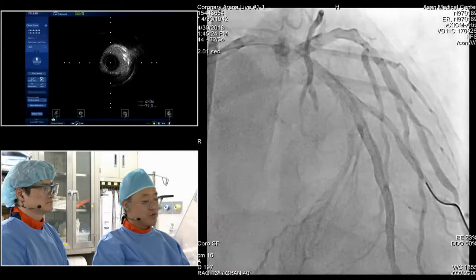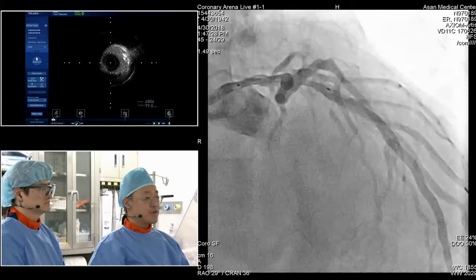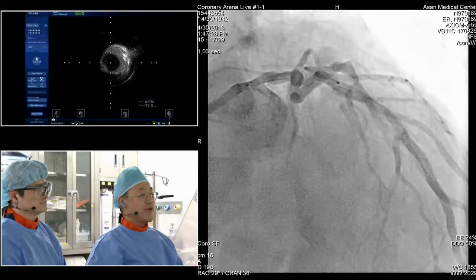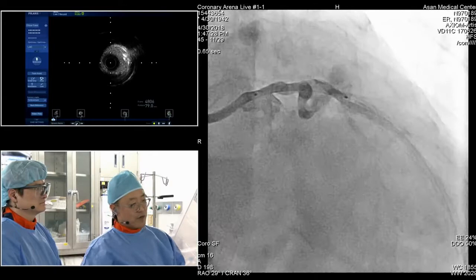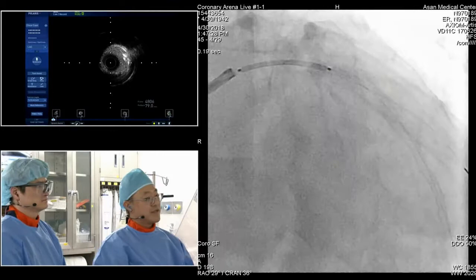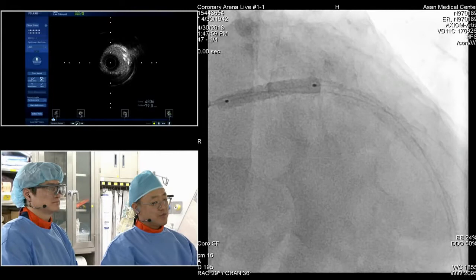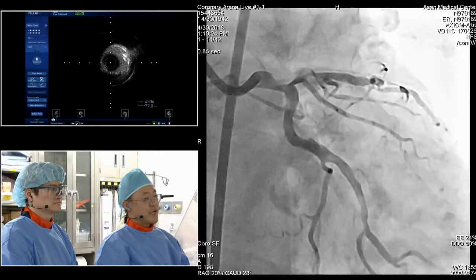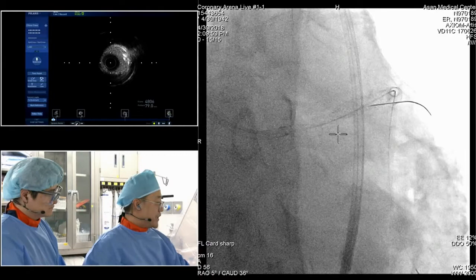And then we try to fully cover the remaining region. This is a 4.0 by 24 Ultimaster, and this is a caudal view. We check the spider view, the cranial view, the shallow view, and then we put in the Ultimaster stent. And then next, we implant 4.0, and then slightly pull back the additional balloon, and then next. Okay, at this moment we did some wiring again to the diagonal branch.